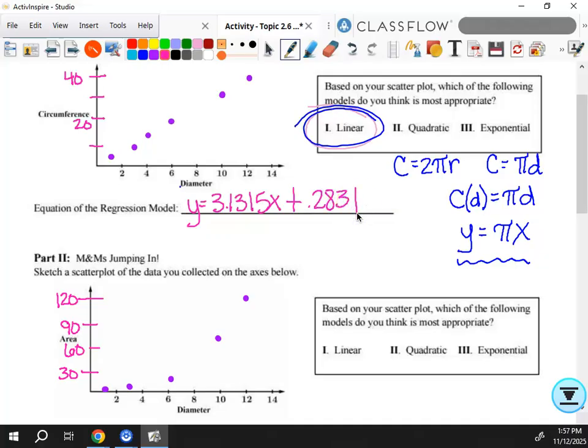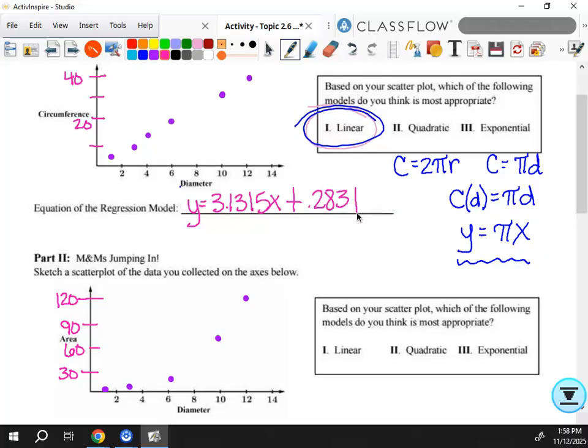Okay. So I would expect that your equation would be pretty close to mine. Now, your y-intercept might be minus instead of plus, but it should be a very small number, pretty close to 0. Do we all have pretty small y-intercepts? So let's think about why that is.